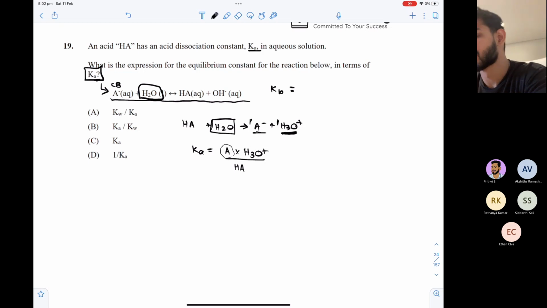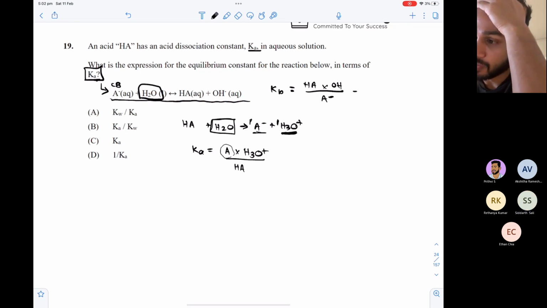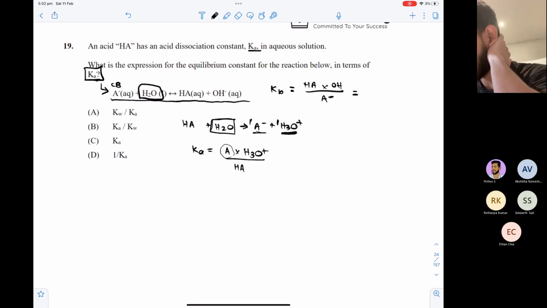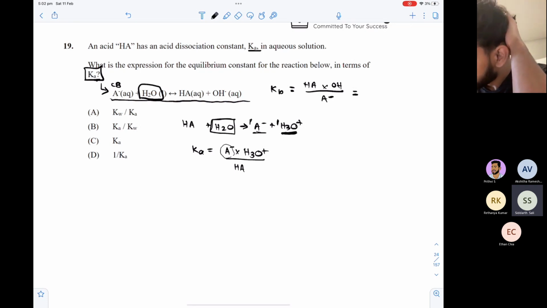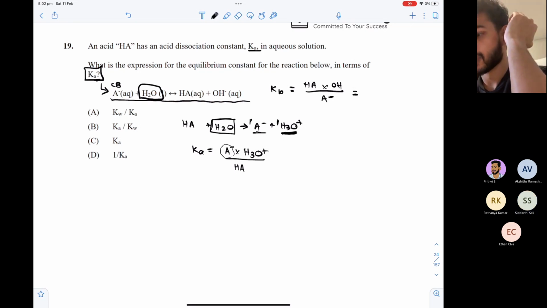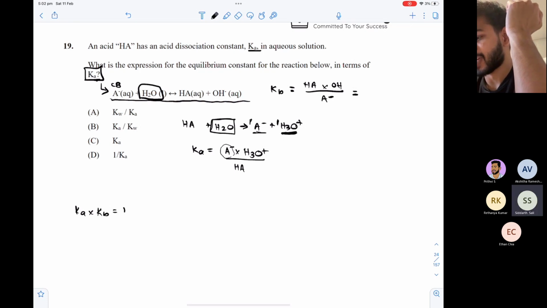Sid? What's the expression? So HA times OH minus over A minus. Good. Very good. Now, how can we get Kb in terms of Ka? Sid? Kb equals Kw over Ka. Good. So you might remember Ka times Kb equals Kw.